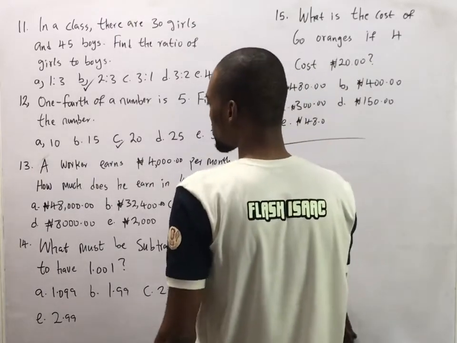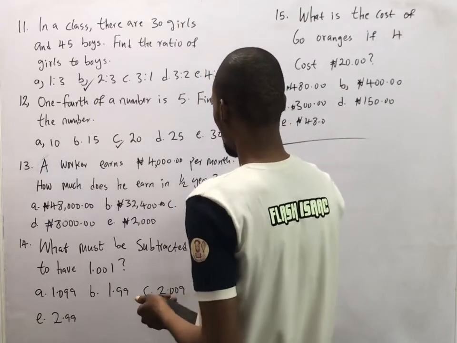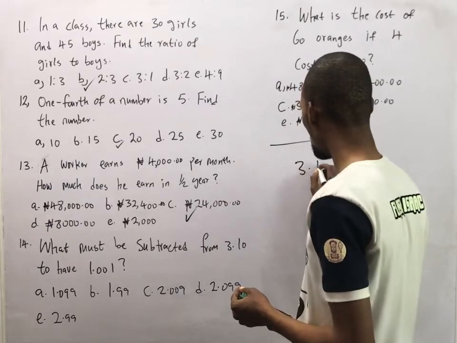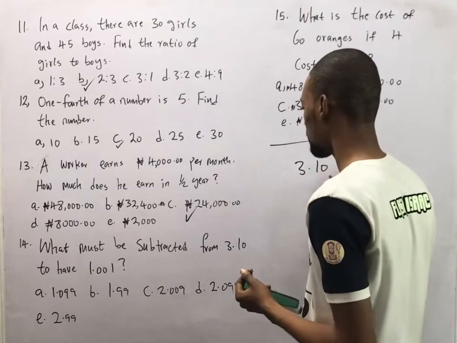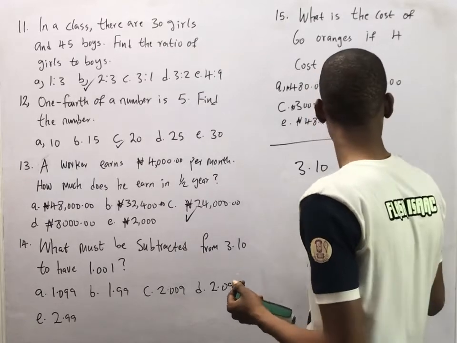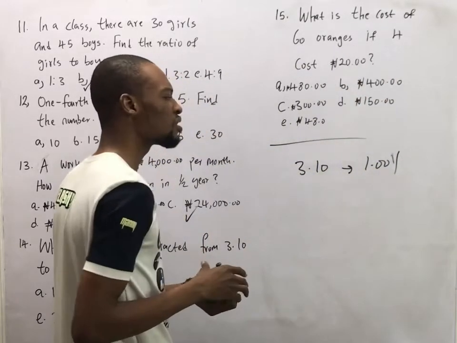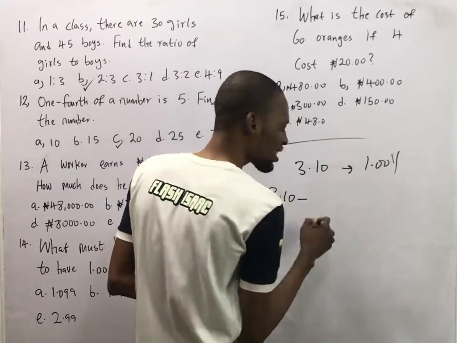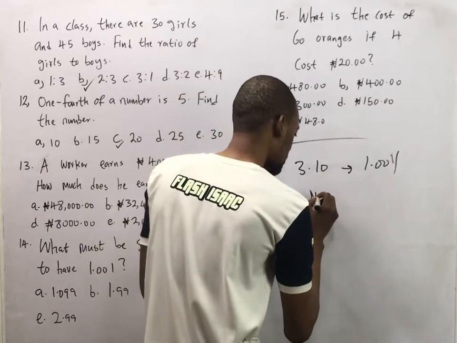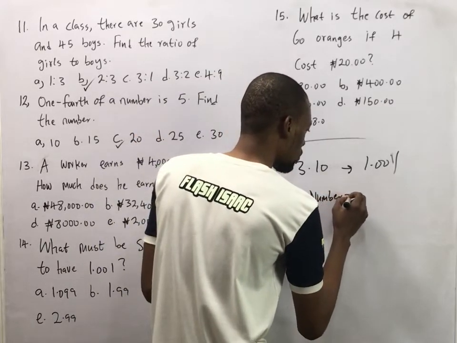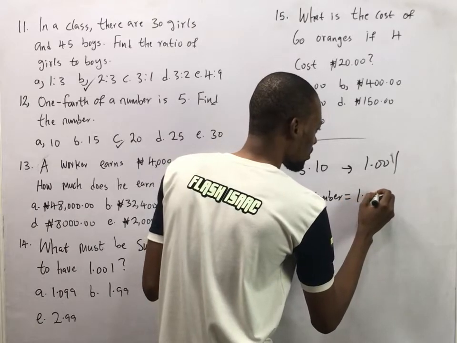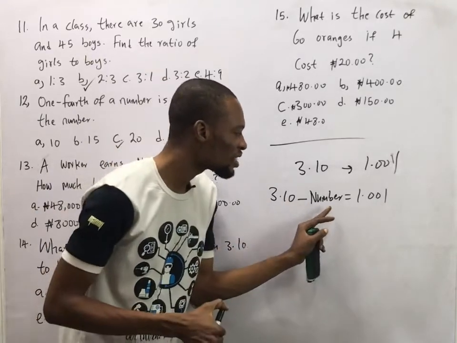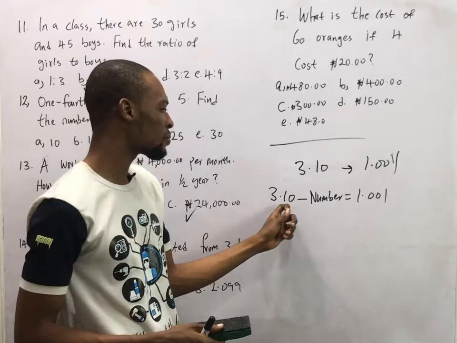The next question says, what must be subtracted from 3.10 to have 1.001? So in this type of question, you use wisdom. They say 3.10 minus a number is equal to 1.001. So this is something we subtract from 3.10 to get that number.